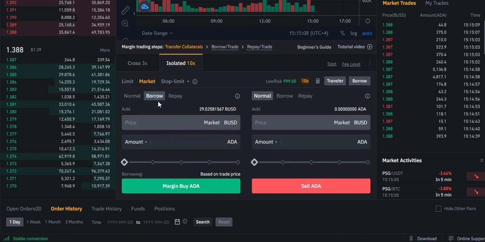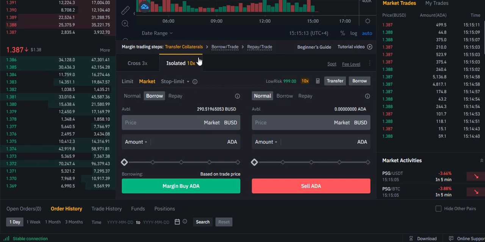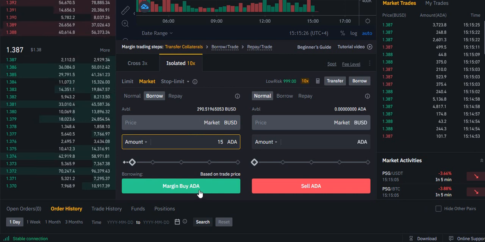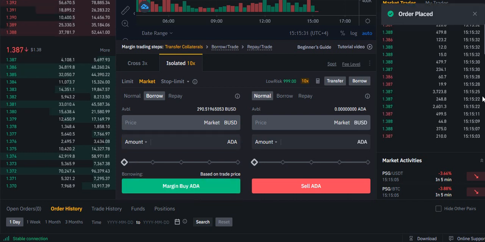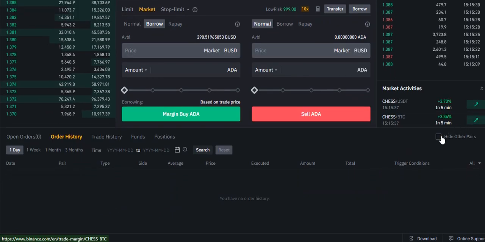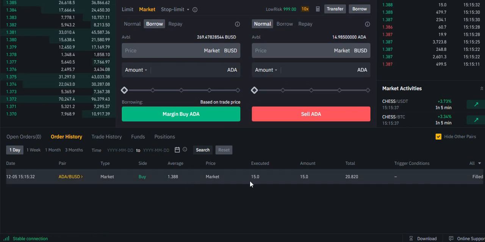Right now I want to click on borrow. When I click on borrow, it's 290, like 10 multiple. Binance gave me a loan of 10 multiple of my assets, right? So I have to take Cardano with $15, and I'm just clicking on buy, margin buy ADA in isolated, right? So the order is created. Let me show you. This order was created at 1.215, executed total 20.80, right?